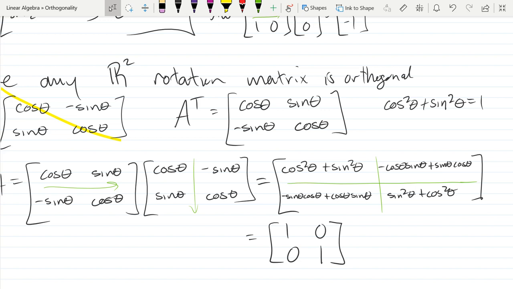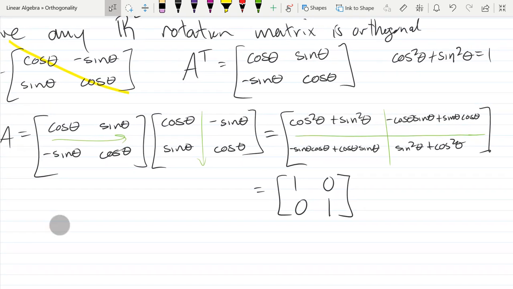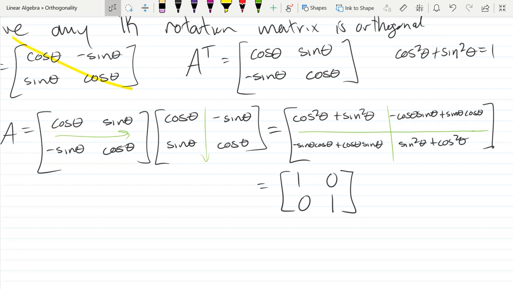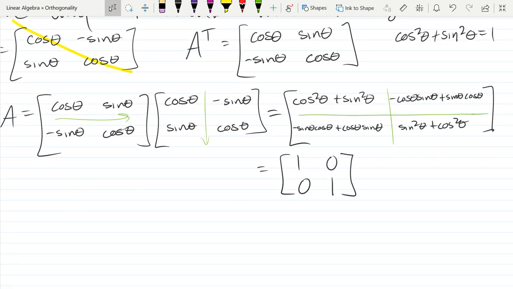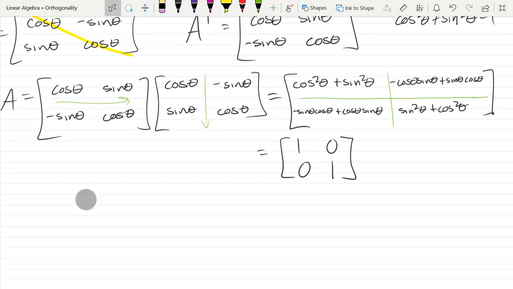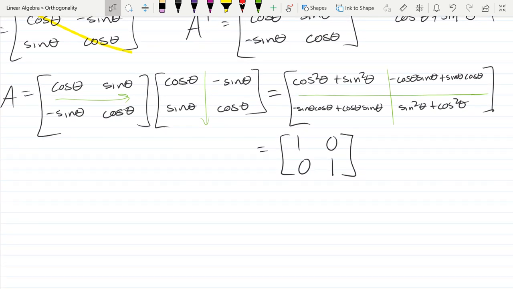All right, so we got the identity. Now, all the sines and cosines disappeared, so it didn't matter what value we chose for theta. It works for all theta values. So we'll write down our next theorem.